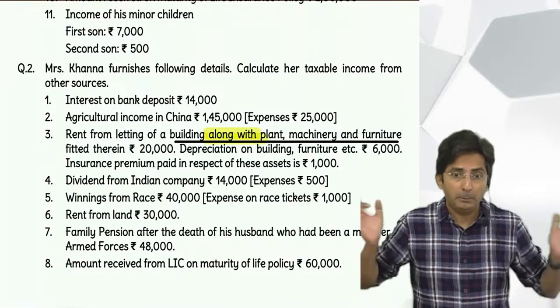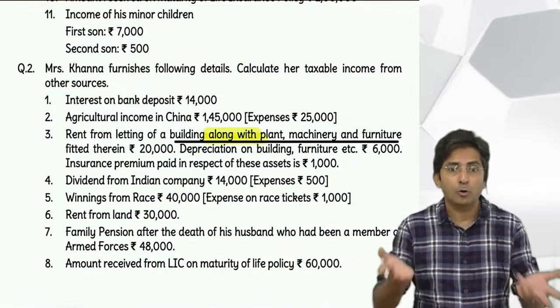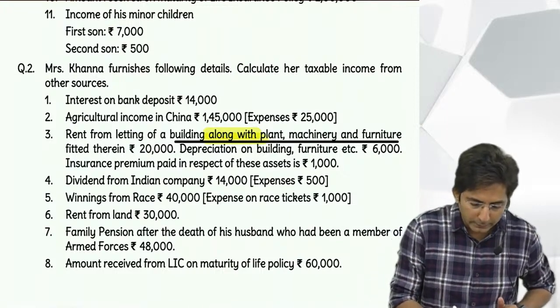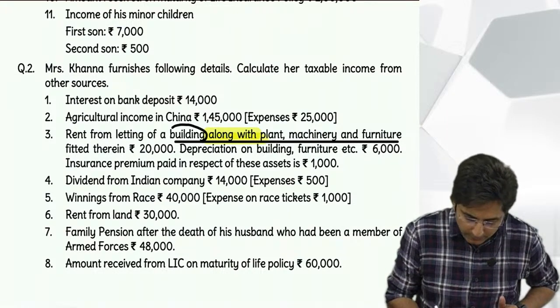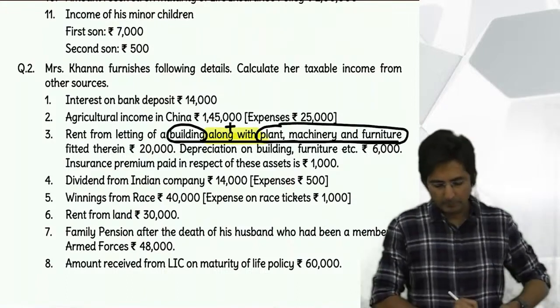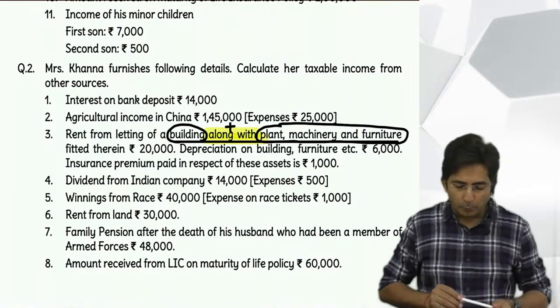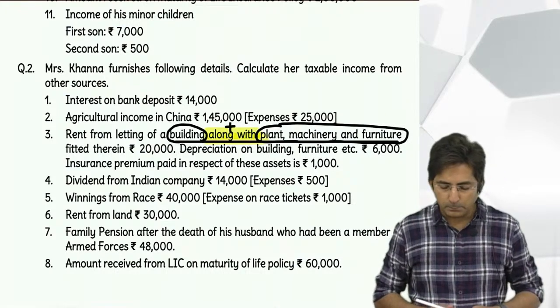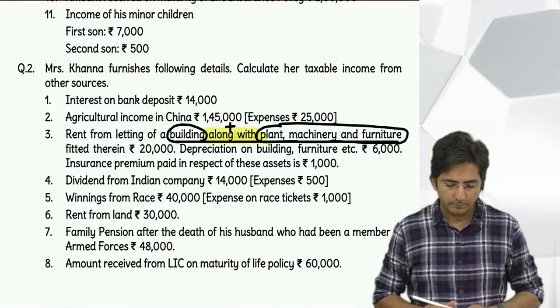Just because there are multiple assets, it doesn't mean it will be composite. There has to be building plus other asset. So you can also do one thing in your question: circle building and along with, meaning plus. So this is a sign of composite rent. Building plus plant and machinery, furniture.